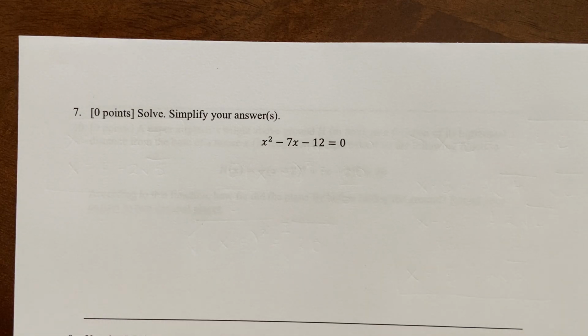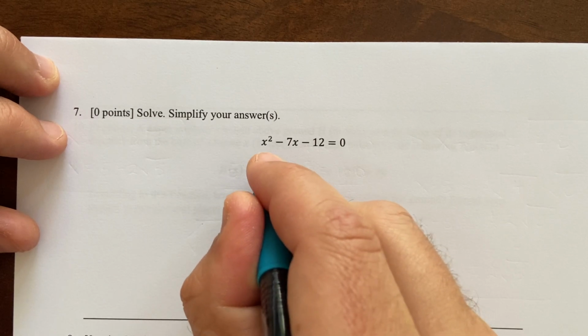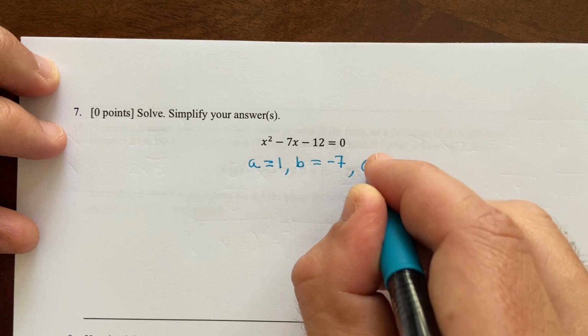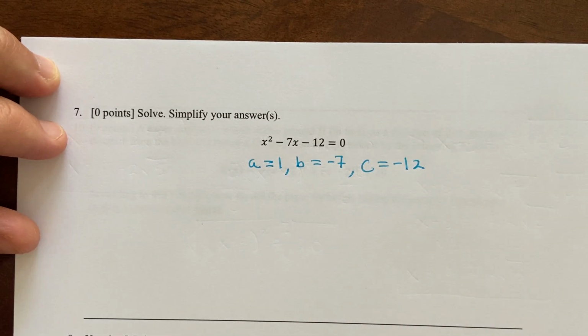Again, looks like it's already set to 0. This is kind of set up to either do the quadratic formula or factoring and then the zero product property. Let's see what I want to do. So -12, playing through it, 6 and 2, 4 and 3. I'm just going to use the quadratic formula again. So I'd have an a of 1, a b of -7, and a c of -12.